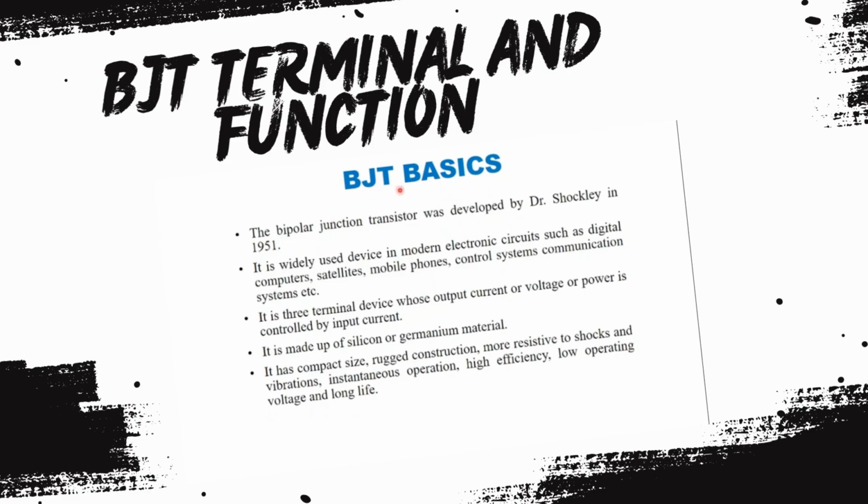So let us see what is BJT. BJT stands for bipolar junction transistor. It is a solid state semiconductor device with three terminals, that is emitter, base and collector. It is called a bipolar junction transistor because the current conduction in this type of transistor is due to two types of charge carriers, that is electrons and holes.